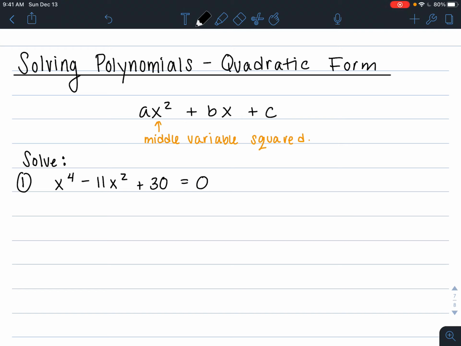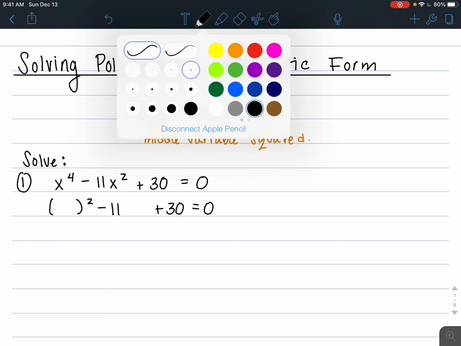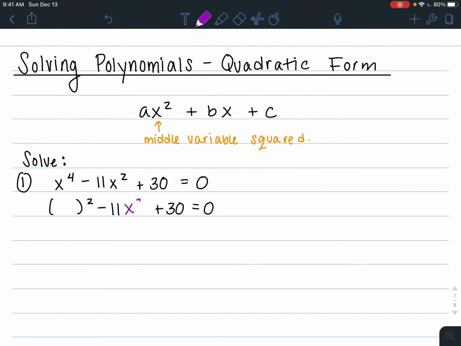Right off the bat, this is x to the fourth, which is bigger than x squared, so it's not a quadratic equation. We have a nice quartic equation. This fits quadratic form because we can rewrite this problem. Our middle term is x squared, and x squared squared is x to the fourth. So we can actually make this look more like a quadratic equation.